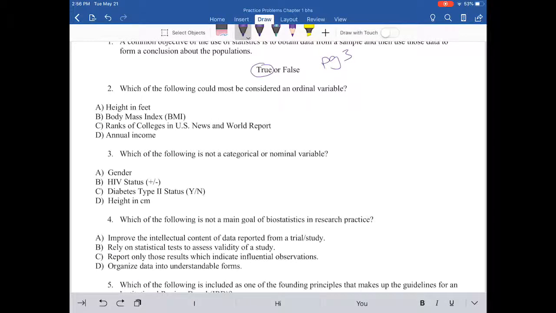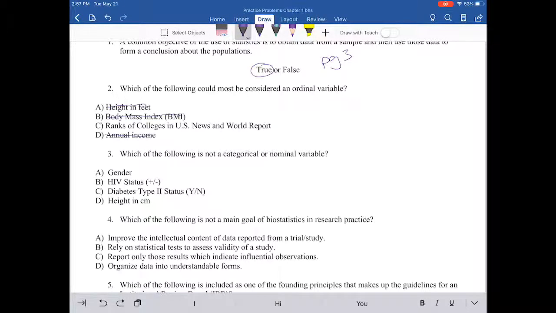an ordinal variable or an ordinal measurement here. So remember, an ordinal measurement or an ordinal variable is data that can be arranged in order, but the differences either can't be found or are meaningless. So we're looking here at height in feet, well, that's not ordinal. We're looking at body mass index, that's also not ordinal. Ranks of colleges in U.S. News and World Report. Depending on how you look at that, yeah, that definitely could be ordinal. And then if we look at part D, annual income, well, that's also not an ordinal variable.